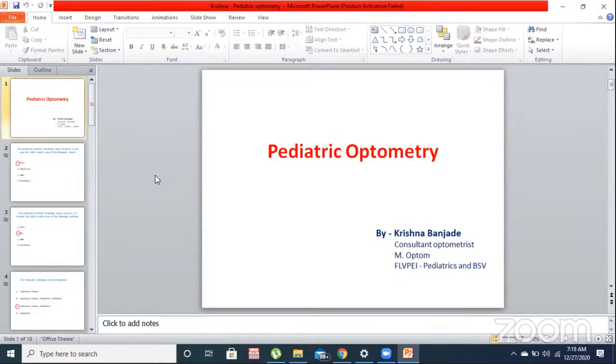The other thing is the developmental milestones. You have to ask whether the neck holding, speaking and walking were at the proper time. Neck holding should occur at the age of 6 to 7 months. The baby should sit at 9 to 10 months on his own. At 12 months, the baby should be able to walk. These are the developmental milestones.